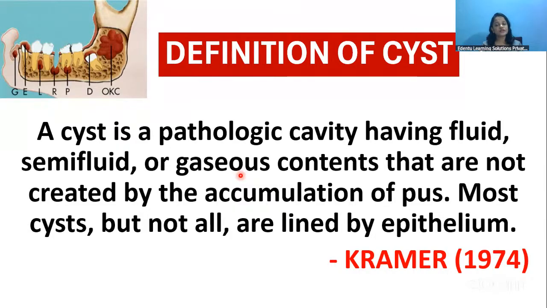So this is not created by the accumulation of pus, but it has fluid, semi-fluid, or some kind of gaseous contents inside it. Most cysts, but not all of them, are lined by epithelium. If a cystic cavity is lined by epithelium, then it is called a true cyst. If it is not lined by an epithelium, then it is called a pseudocyst. Most of the odontogenic cysts that we are going to discuss today are all true cysts.